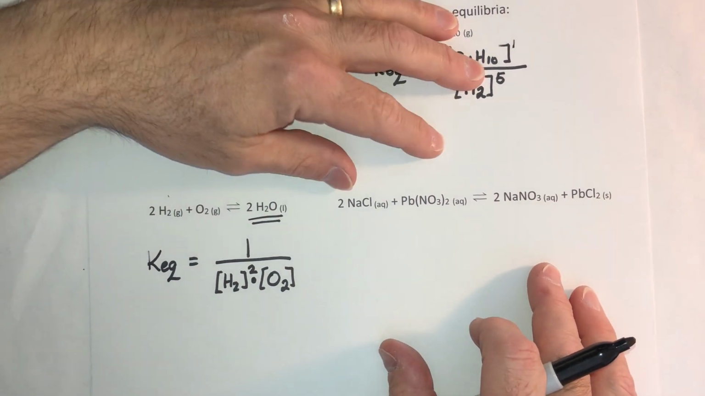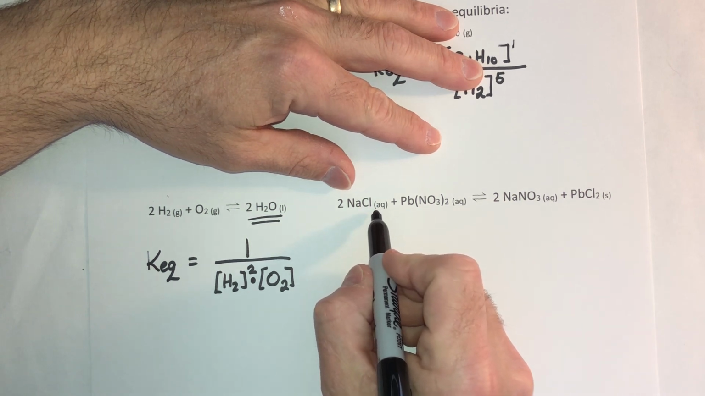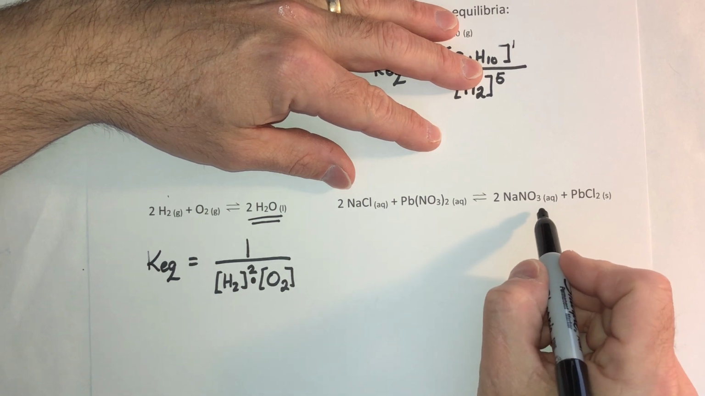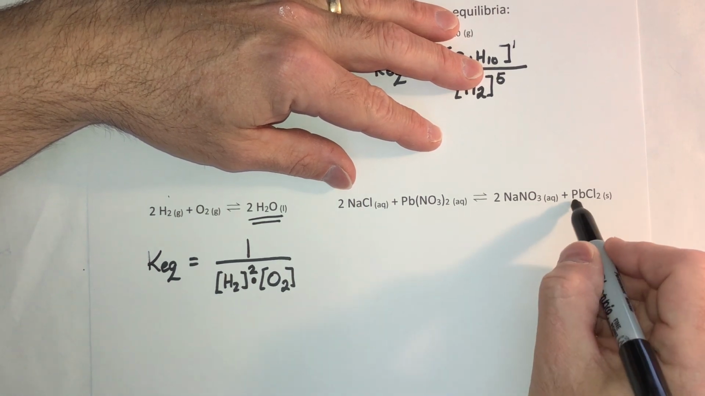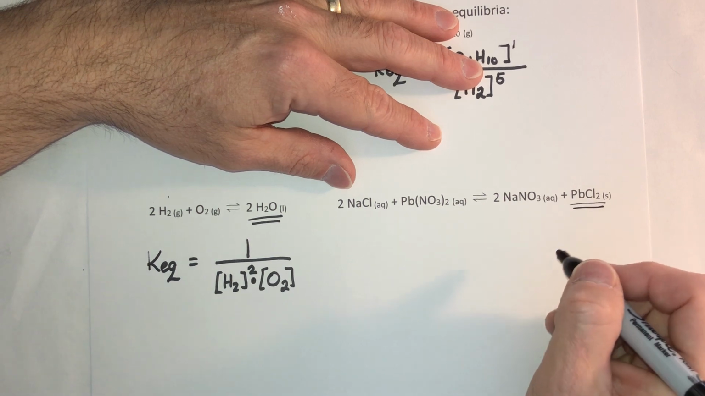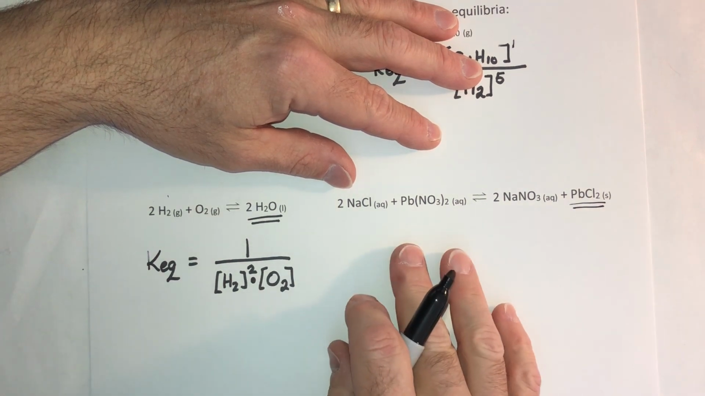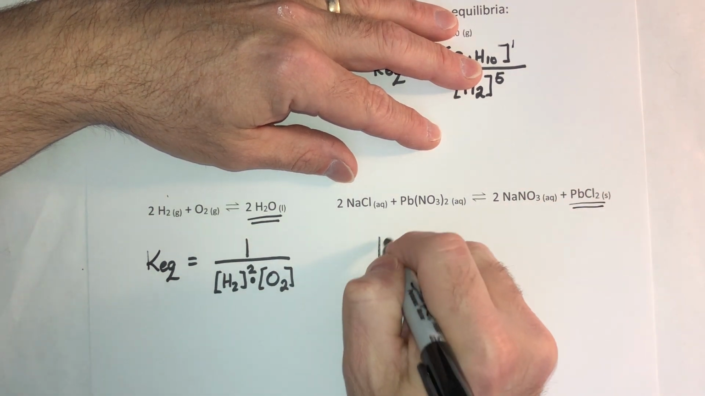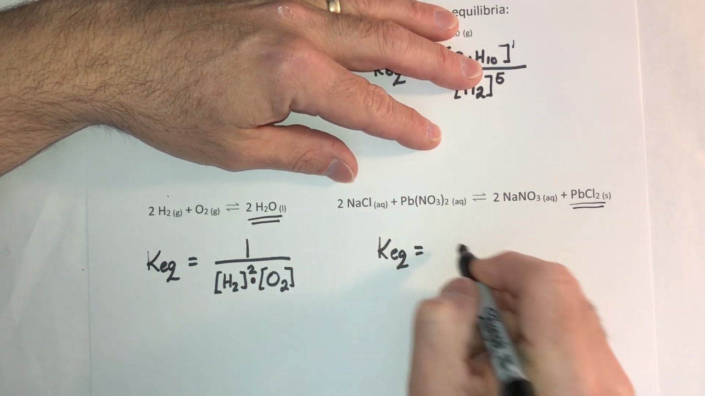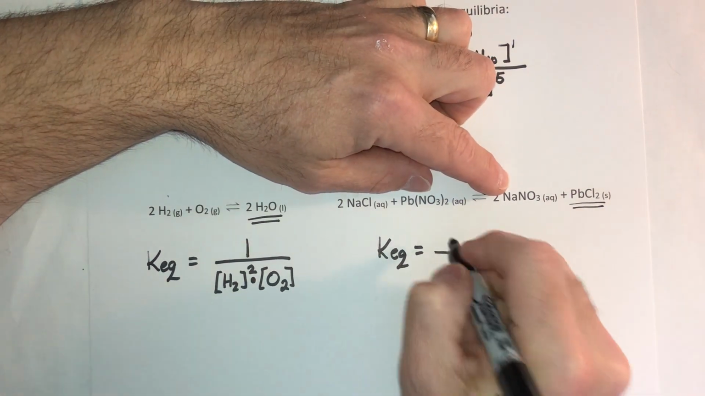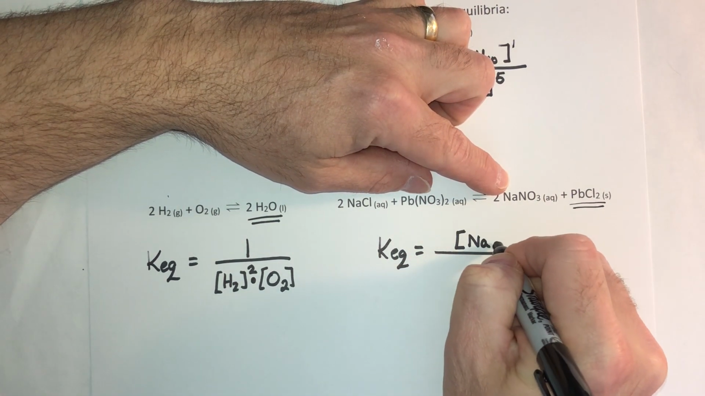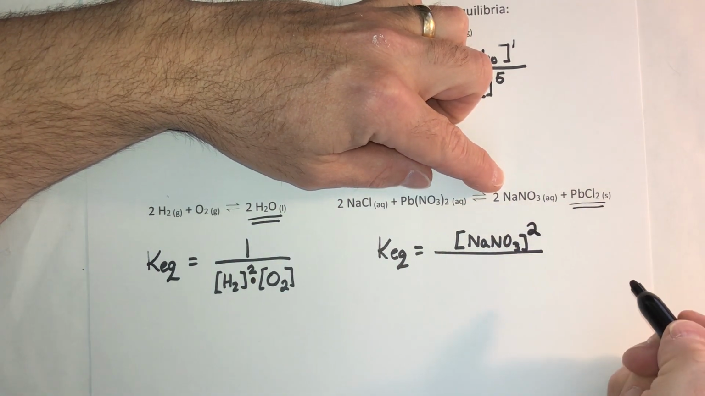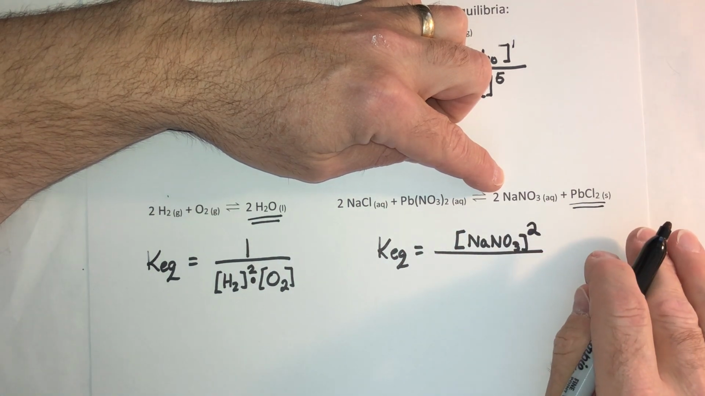If we look at the last one, aqueous, love aqueous. Solid, yeah, not so much with the solid. Don't really like solids. So when I write this equilibrium expression, I'm just going to leave this out. So my KEQ is going to be first product. Okay, so concentration of NaNO3. 2 was used to balance it, so that's squared. And that's my only product.